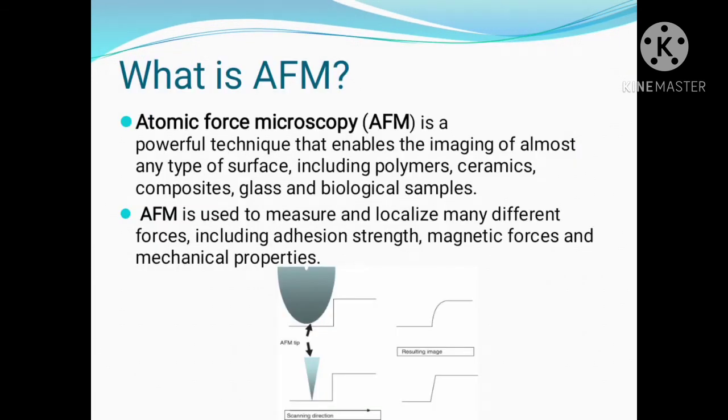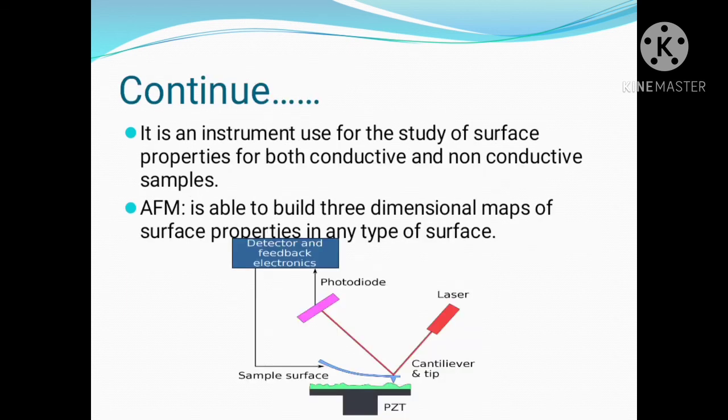What is AFM? AFM, or Atomic Force Microscopy, is a powerful technique that enables the imaging of almost any type of surface, including polymers, ceramics, composites, glass, and biological samples. AFM is used to measure and localize many different forces, including adhesion strength, magnetic forces, and mechanical properties. It is an instrument used for the study of surface properties for both conductive and non-conductive samples. AFM is able to build three-dimensional maps of surface properties on any type of surface.